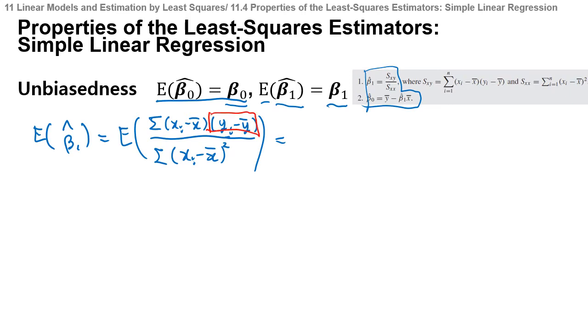So the expectation goes inside here. This is the sum of xi minus x bar squared, which is a constant part, and this is also a constant part, and the expectation goes to here: the expected value of yi minus y bar.